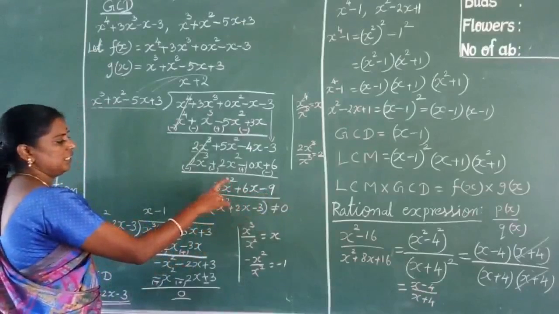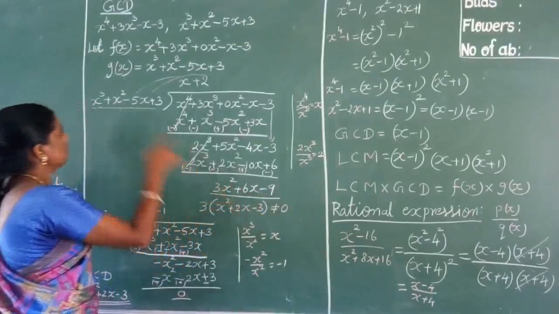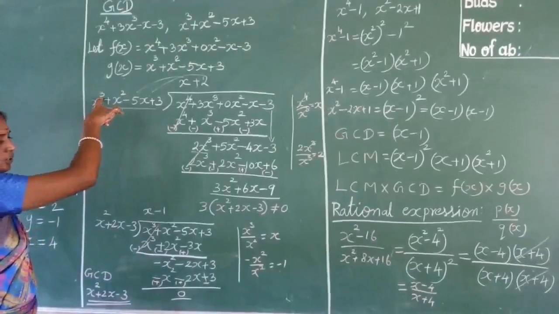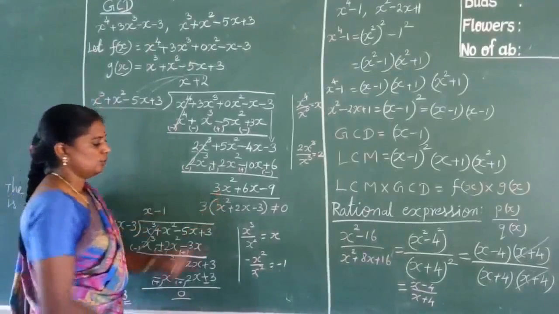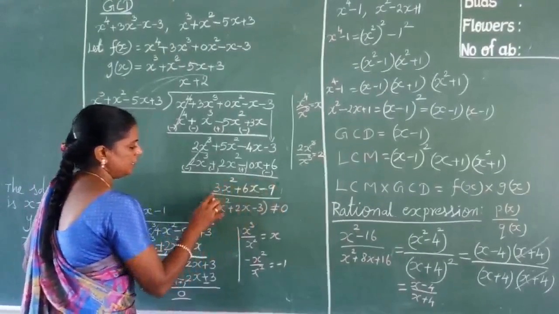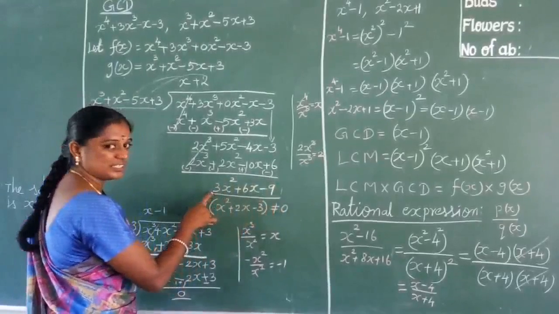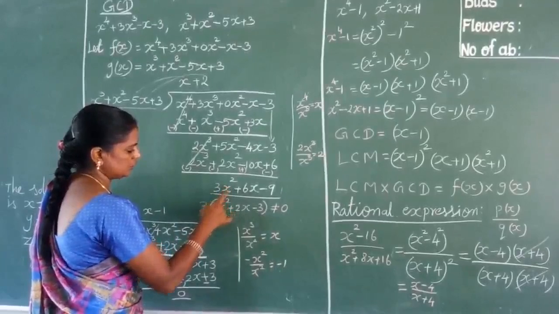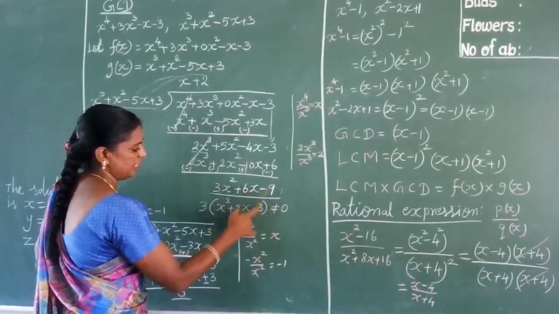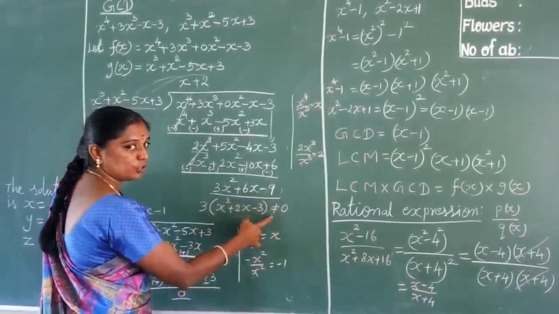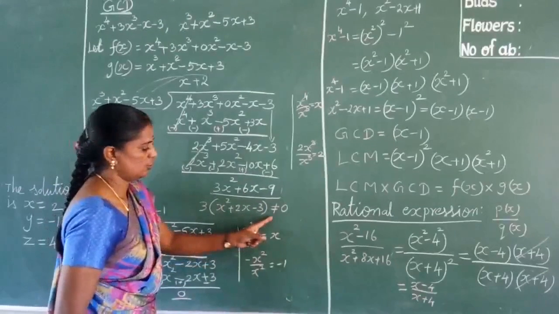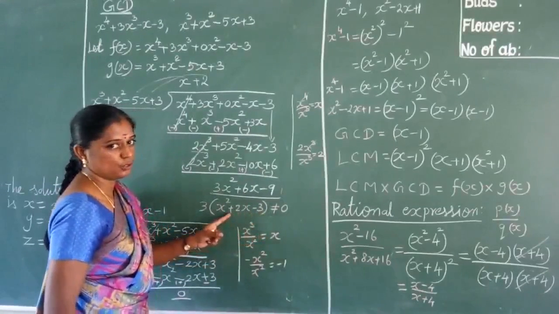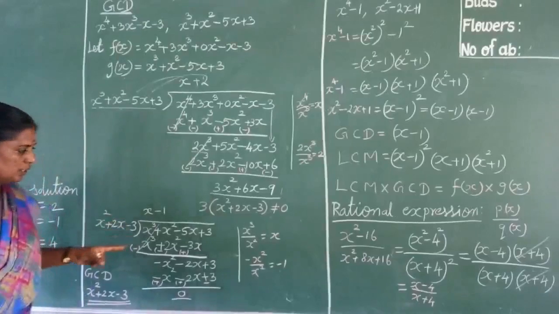So next we see that here the power is 2 but here the power is 3, so we can't divide. So this is the remainder. Here is anything common? Here 3 is common, so we take 3 outside. Remaining is x square plus 2x minus 3. Is this equal to 0? No, not equal to 0. So the remainder is not equal to 0. We continue to the next process.